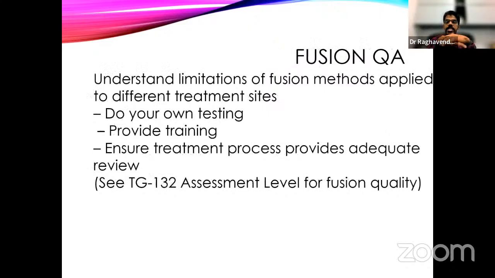So understand the limitations of fusion methods applied to different treatment sites. Like in the brain, you may use a simple skull-based method of fusion. The same thing is not applicable in the case of soft tissues, where there is organ-based matching. You mark the organ in CT, mark the same organ in MR, and match organ to organ. So you may have to adopt this kind of method based on where you are looking for the fusion accuracies.